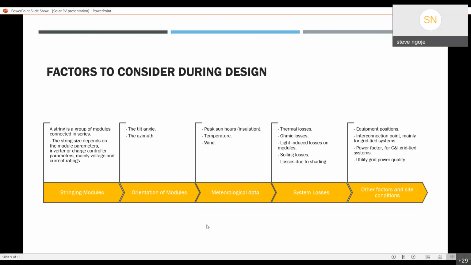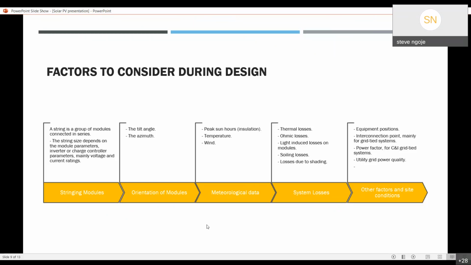Wind is a key factor. It helps you determine which mounting structure you need, but at the same time, more wind means cooling. With the wind also comes the aspect of cooling. So if your modules are going to cool at a higher rate than if they were somewhere else with low wind, then they will perform better than the ones at a different location. So that's something again that you have to factor in.